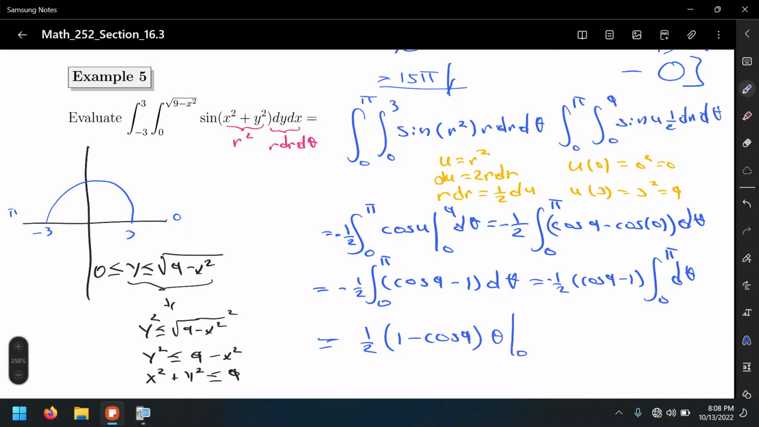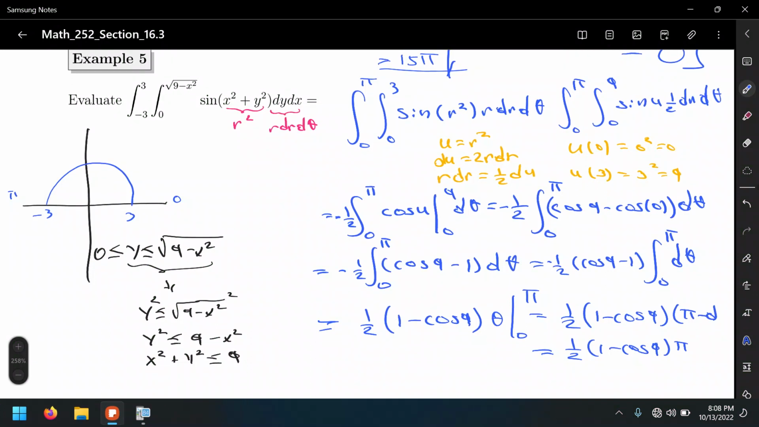So that's theta from 0 to pi. And well, that's 1/2 times 1 minus cosine of 9, and pi minus 0 is simply pi. You can distribute the 1/2, or you can have the pi multiplying in the front. Different ways to express the same thing. All right, so this is the exact answer, and that's example number 5.